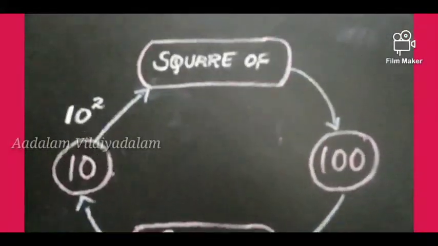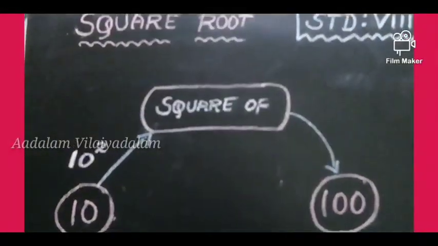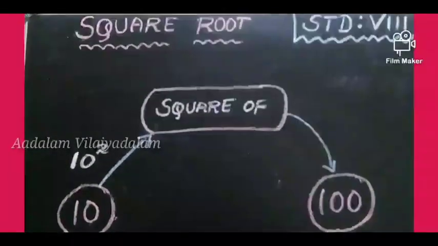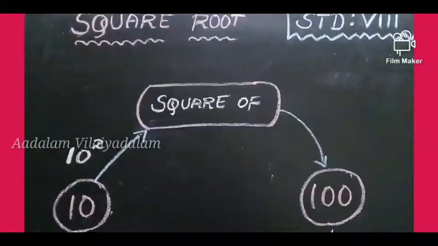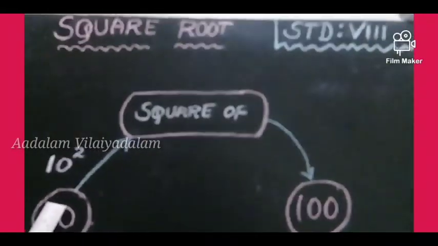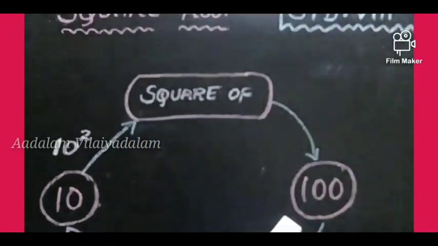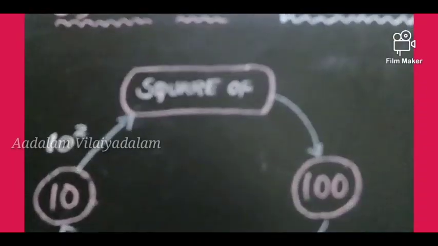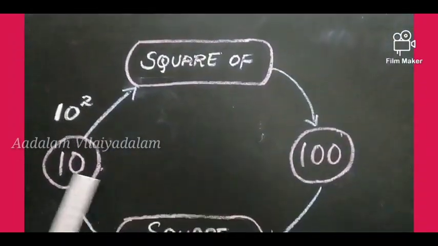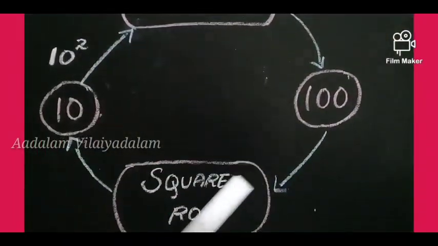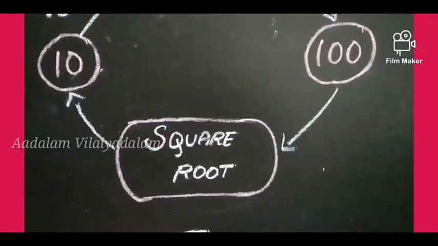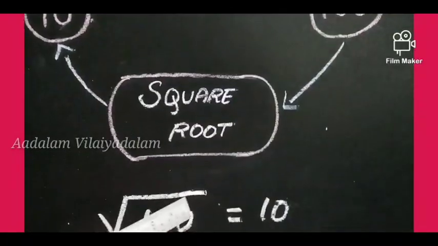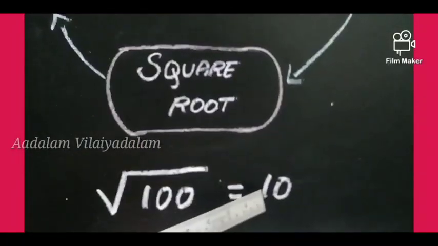Hello students, today I am going to teach about the topic square root. Squaring is the inverse operation of square root. Here 10 squared is 100, that is 10 tens are 100. The square root of 100 is 10. Here we use the symbol for square root. Square root of 100 is equal to 10.